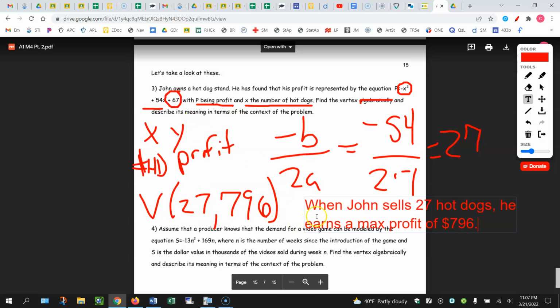And then the meaning is when he sells 27 hot dogs, because we know that X is the number of hot dogs. So that's what this refers to. Y is the profit. So that's what this refers to. So when John sells 27 hot dogs, he earns a max profit of $796. All right, so what I'd like you to do now is go ahead and do question 4 on your own. Pause the video, come back, and check out how you did.